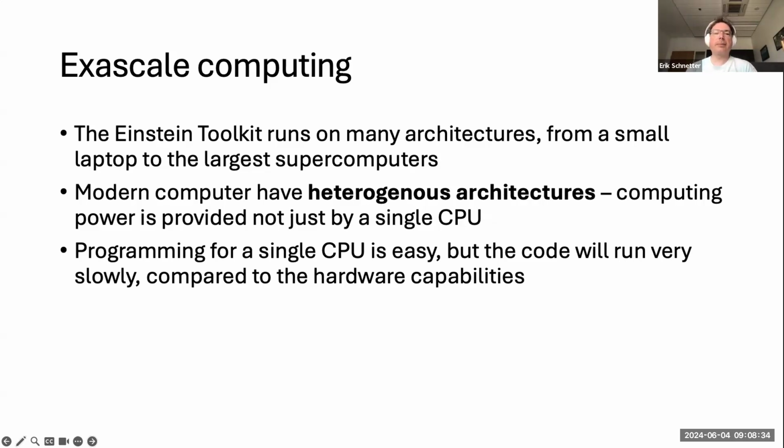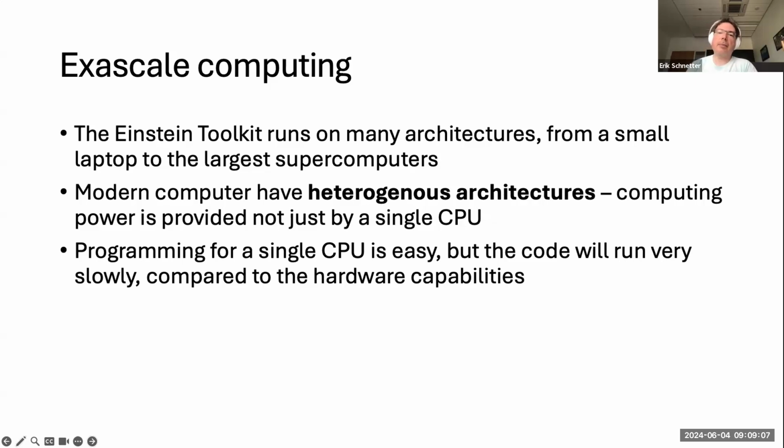The supercomputers might have CPUs or they might have GPUs or other accelerators. These days, all the fast computers, even laptops, have so-called heterogeneous architectures. That means the computing power is not just provided by a single CPU, but there are other things as well. I think almost every laptop these days even has a GPU built in. And if you use the GPU, then you get much more compute power than actually the CPUs.